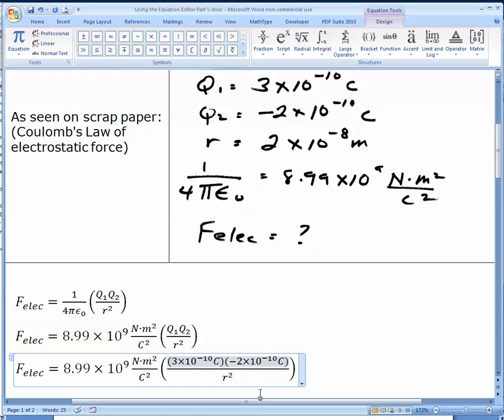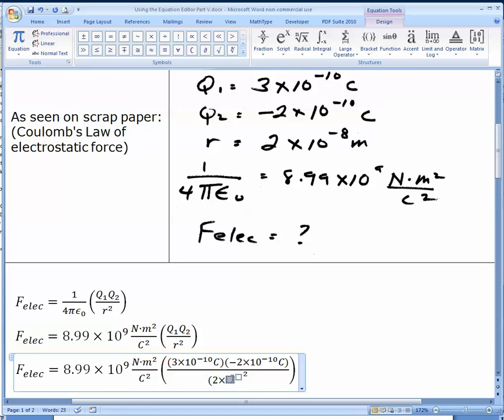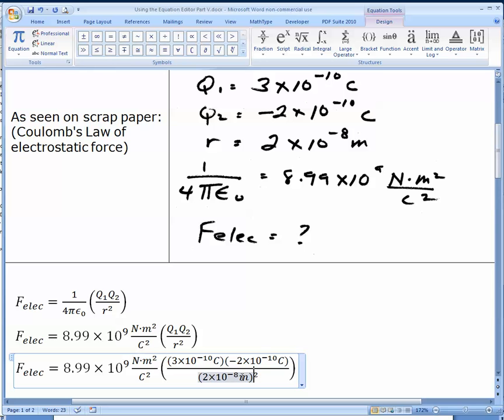On the bottom, we want to enter parentheses 2 times 10 to the minus 8 meter squared.